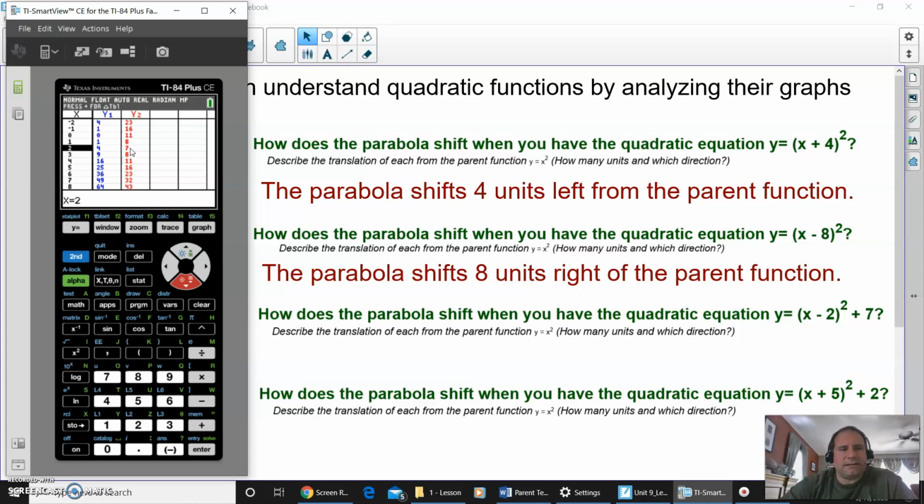And that is exactly what the answer would be. So this shifts 2 to the right and 7 up. 2 to the right and 7 up.